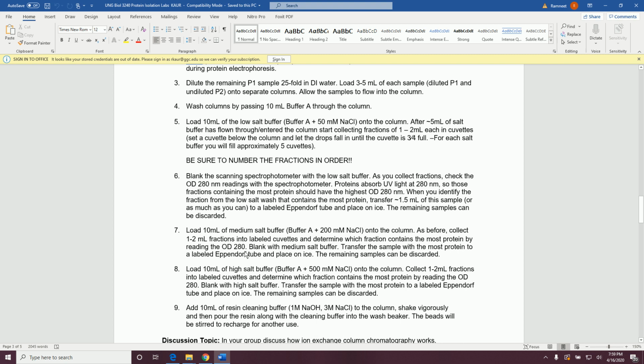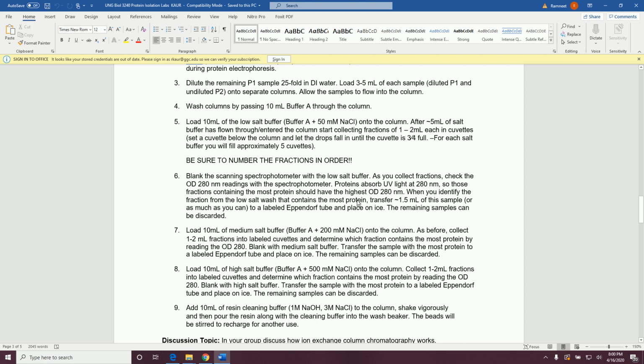Those fractions you collect, and then you check the OD with the spectrophotometer. We check the OD in the ultraviolet range, which is OD 280, because these proteins have some aromatic amino acids like tyrosine, tryptophan and phenylalanine. These are all aromatic amino acids.